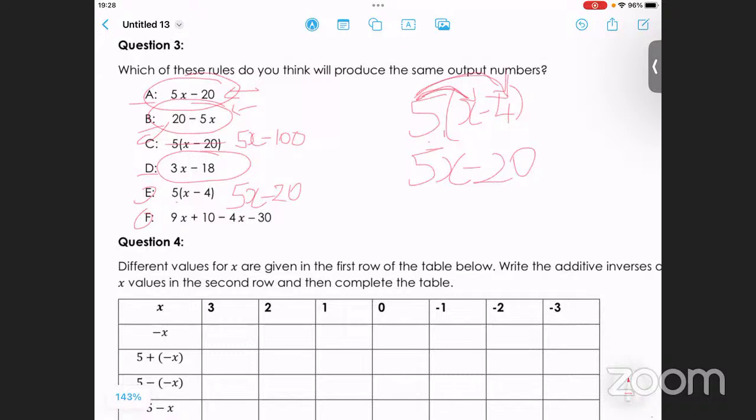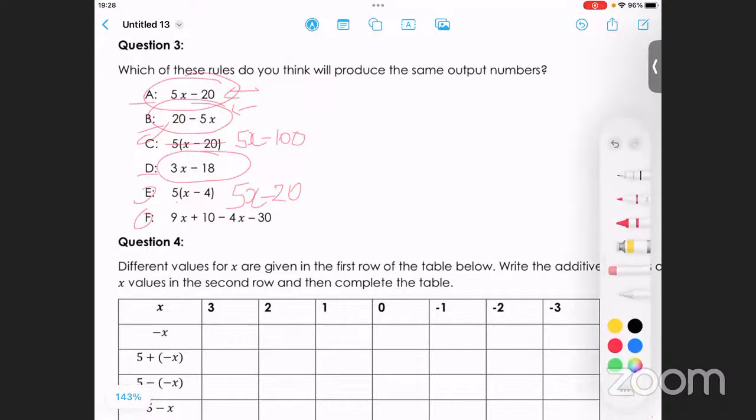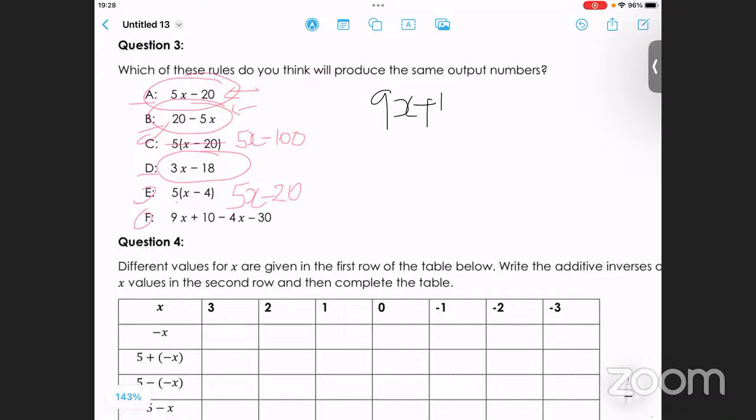Now we're going to go to F. F looks different from the rest of these. What do you think makes this F different from the other ones, A up to E? It's longer, yes, it's longer. I'm just going to note it down here. So it's 9x plus 10 minus 4x minus 30.